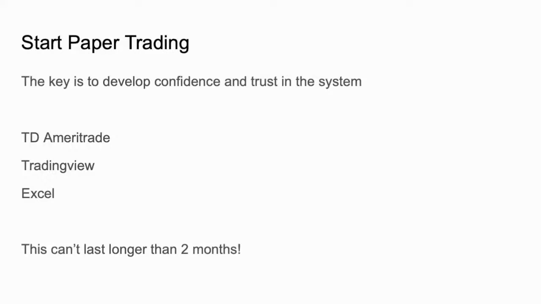So a great platform to start paper trading on is TD Ameritrade. You should be able to open an account with them for free if you're a U.S. citizen, I believe. TradingView.com, you can open up a free account and start paper trading regardless of your country. And Excel, right? You can just mark the price where you want to buy that stock at, and then track that stock over time, and then say, okay, I sold here, I bought here, and you can just manually do it yourself. Now, hopefully this paper trading system doesn't last longer than 2 months, right?